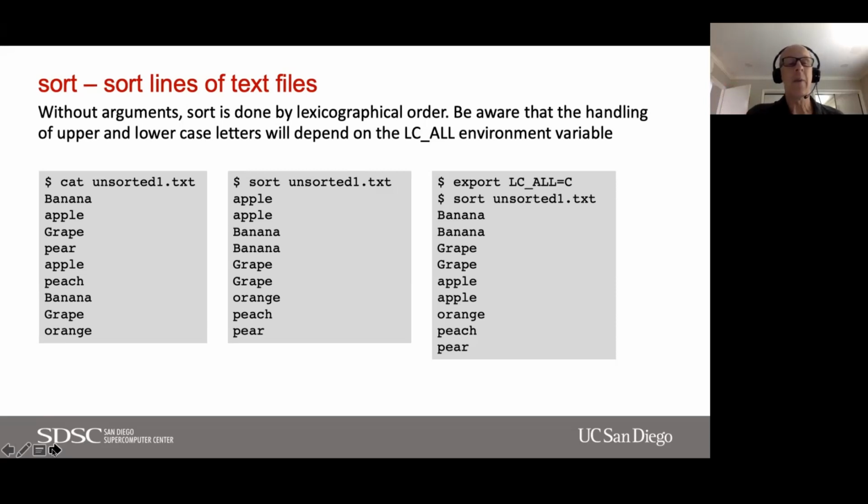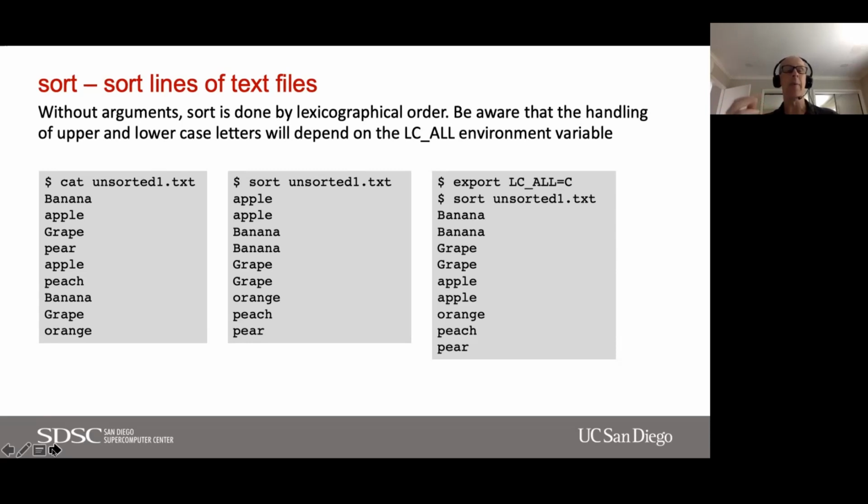So let's say I'm starting with a file. I'm calling it unsorted1.txt, and it just has a list of fruits. Banana, apple, grape, pear, apple, peach, banana, grape, orange. And you'll notice that some of them are capitalized, some of them are not. So if I do a sort, generally, I'm going to get the result that we expect, and that's that the case is ignored. So you'll see that when I sort this, I have apple, apple, both lowercase, banana, banana, both in uppercase, and so on and so on. So we are going through A through P.